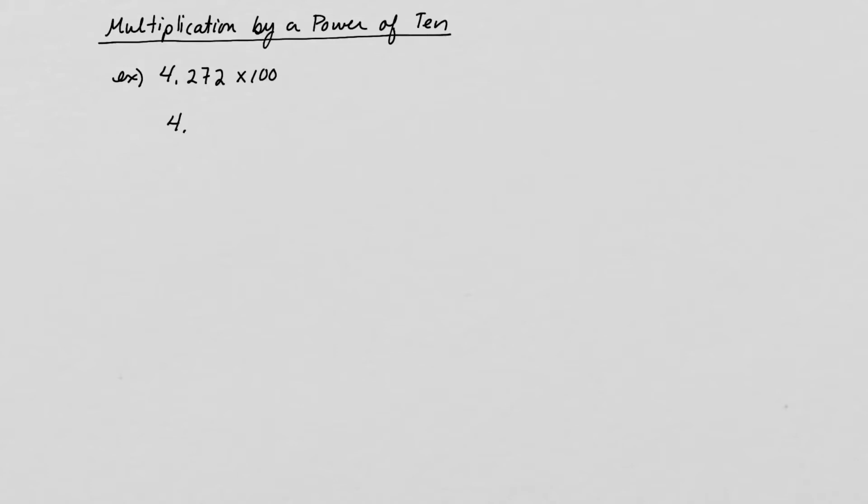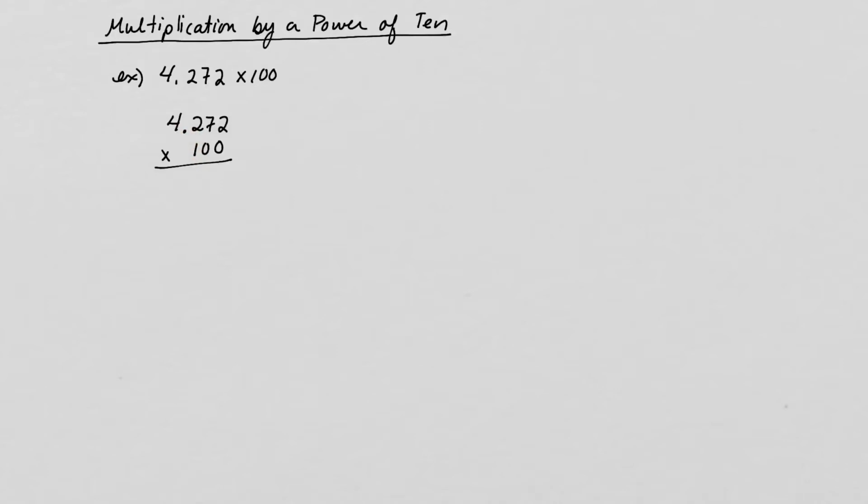So this would be 4.272 and then times 100. And so if you remember about multiplying, what we're going to do is we're going to take each of these numbers. We'll start with this 0. We're going to multiply it times each of these. Then we'll go to this 0, multiply it times each of these. Then we'll go to the 1 and multiply it times each of these.